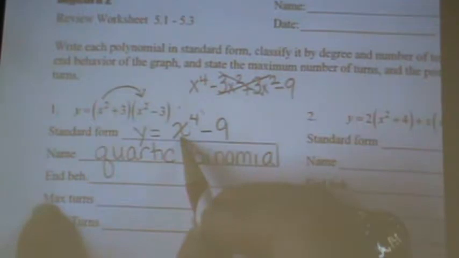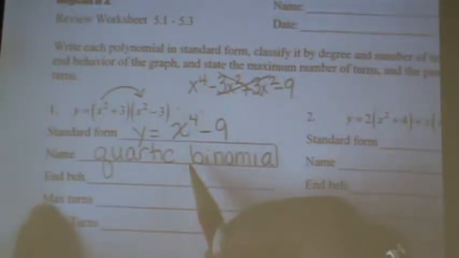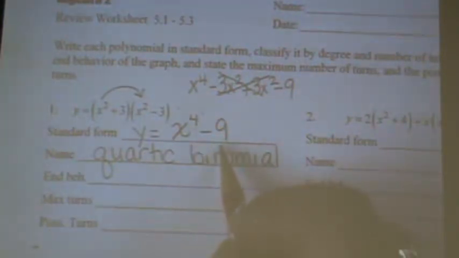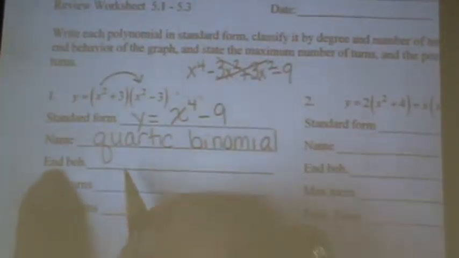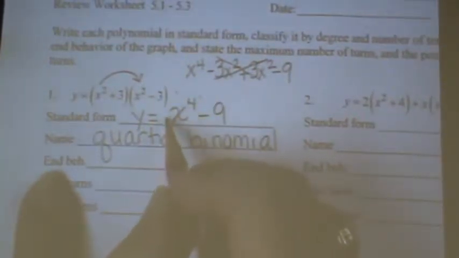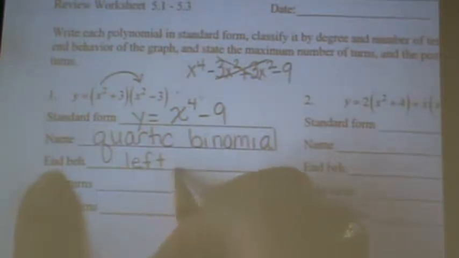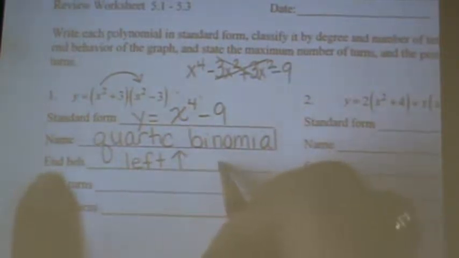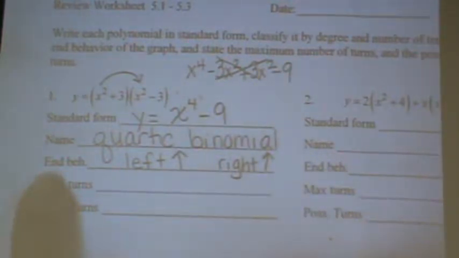Now, how many terms there are? They're separated by pluses and minuses. If it's 1 term, it's a monomial. If it's 2 terms, binomial. 3 terms, it's a trinomial. Okay, I need to know the end behavior. Well, since the degree is a 4, and it's a positive leading coefficient, the left side, we always do the left, is going up, and the right is also up. Left and right are both up.